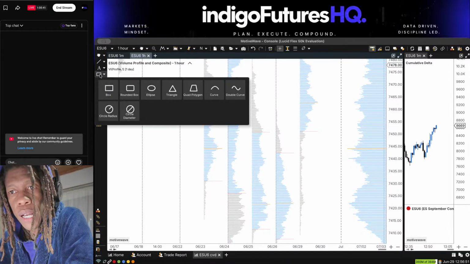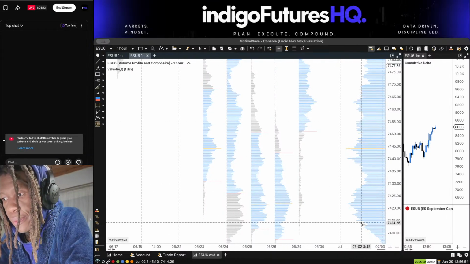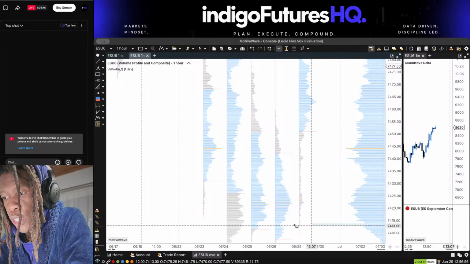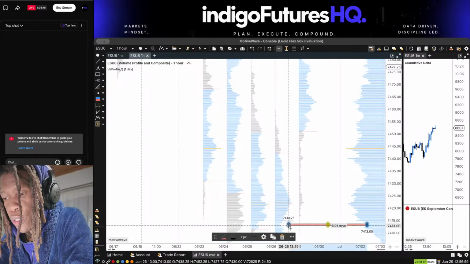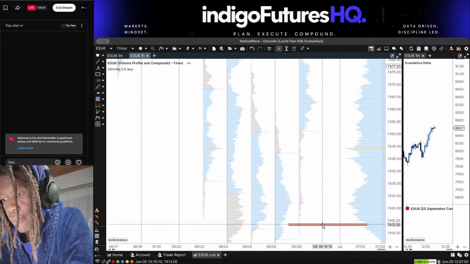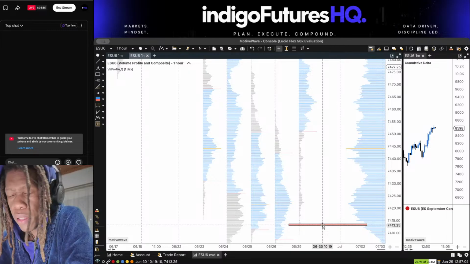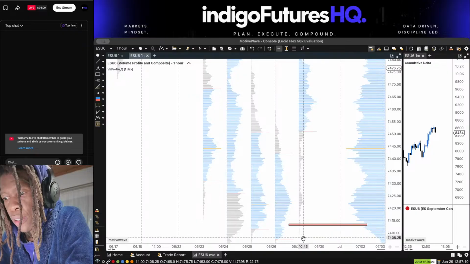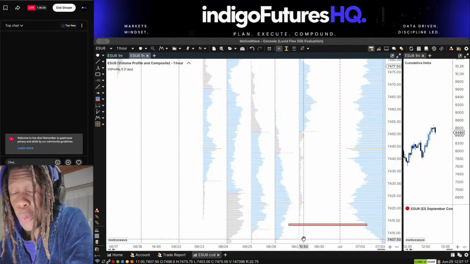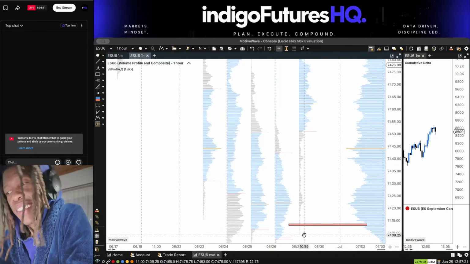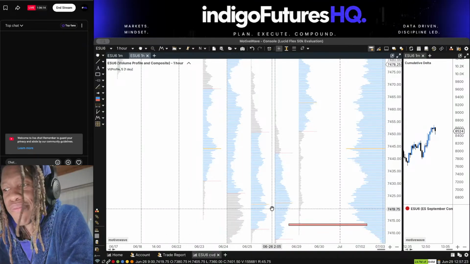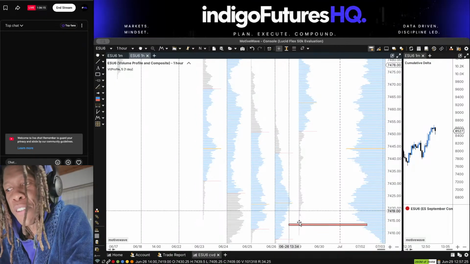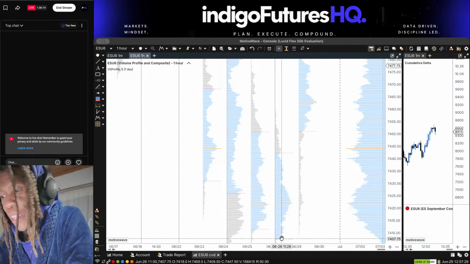Let me draw it out for you guys. Right, a small low volume node. Yeah, that's probably where we found a little bit of support. Didn't actually get all the way down to the value area low. Should be how many points? 2 points? 1.5 points? For 1.5 points, bro, you'd lose that trade, you'd be mad. I'd be pissed off because it didn't come back at all.